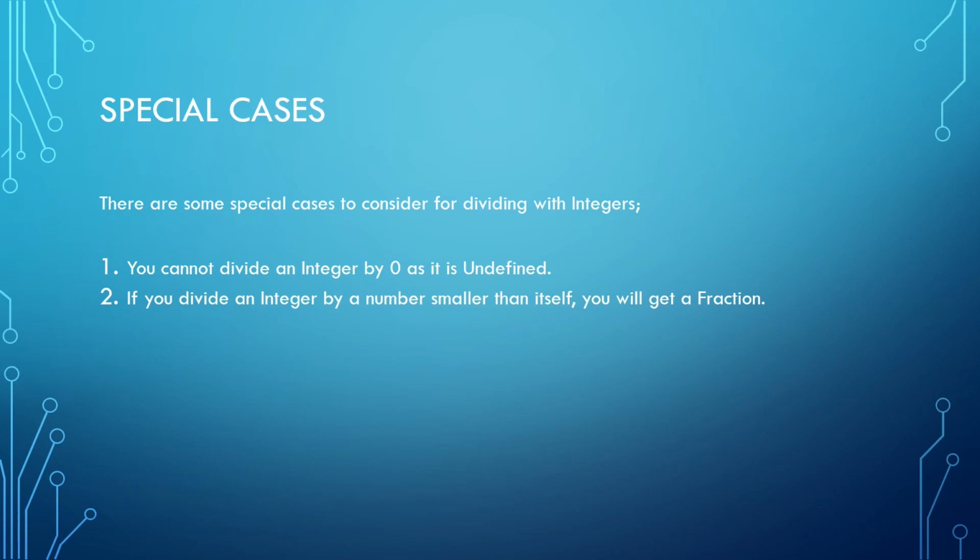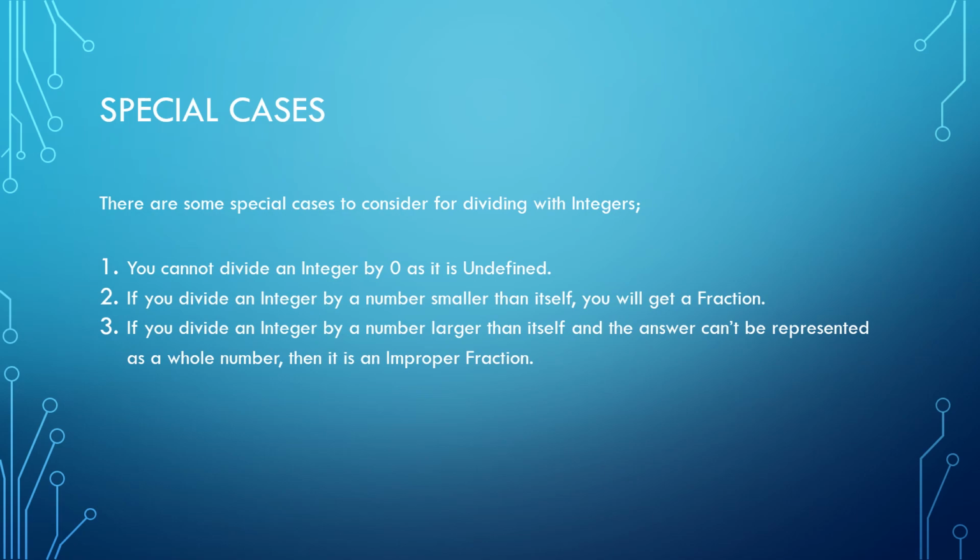3. If you divide a positive integer by a number smaller than itself, and the answer can't be represented as a whole number, then it is an improper fraction. 4. If you divide an integer by itself, the answer is always 1.